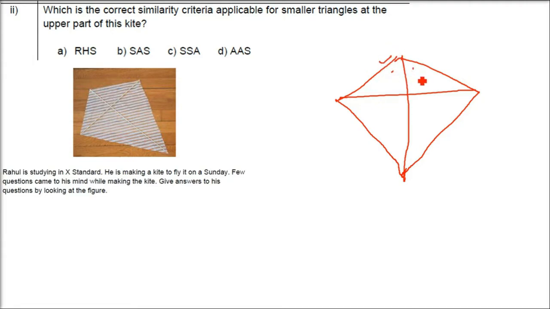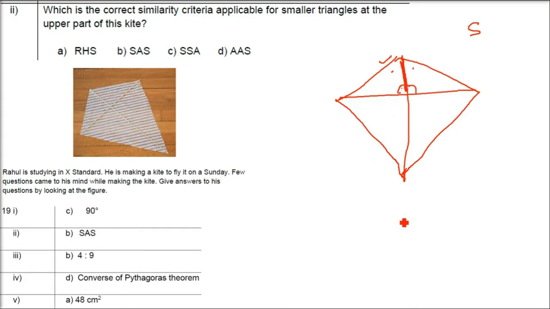So the best is side angle side. So this is the side. I'm talking about the smaller triangles at the upper part of the kite. You have this 90 degrees already, and you have this side and one more side, because by symmetry the base is going to be the same for the smaller diagonal, which is the side of these other two smaller triangles. So side angle side is best.